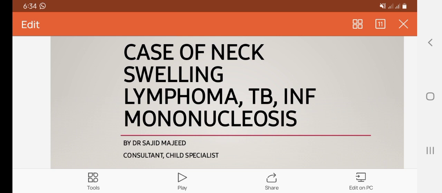Today we will discuss a very important case of swelling over the side of the neck. Your command will be: examine the neck and do the related examination. Our second command can be: do the general physical examination. When you see such a swelling, you think about three differential diagnoses: either it will be tuberculosis, lymphoma, or infectious mononucleosis.